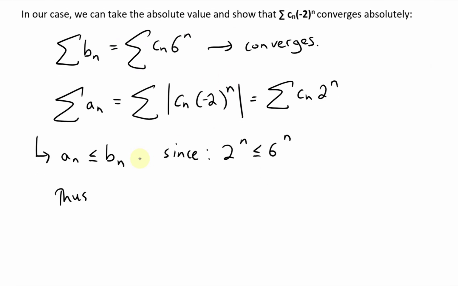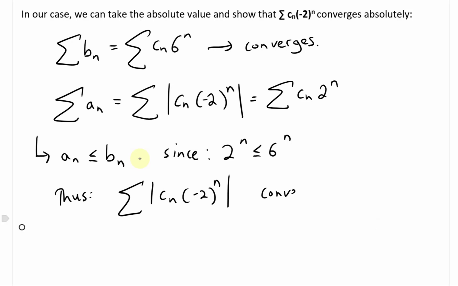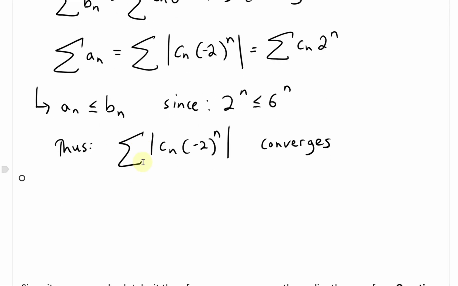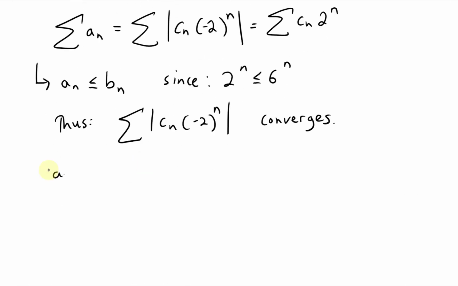Thus, the summation of the absolute value of Cn times negative 2 to the power of n, all absolute values, this converges like that. And so that converges absolutely. Well, this regular one is without that absolute value here. So this means they both converge. If it absolutely converges, then the non-absolute convergence is also applicable, and that is true like that.